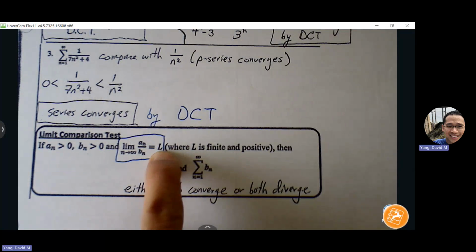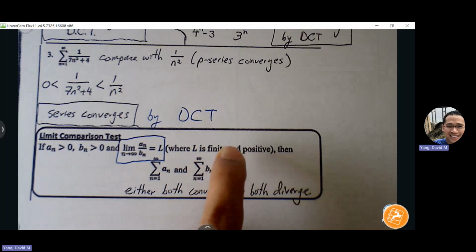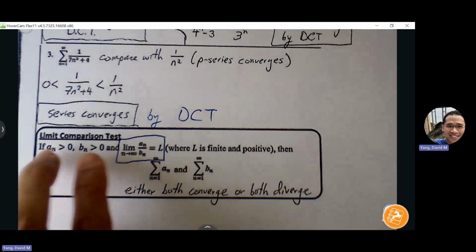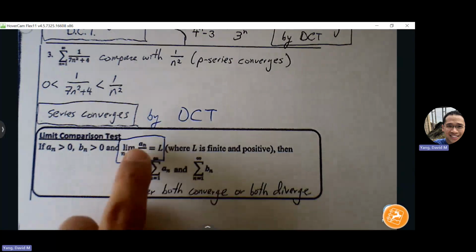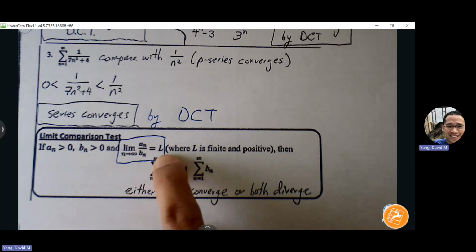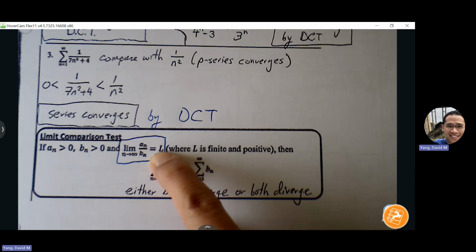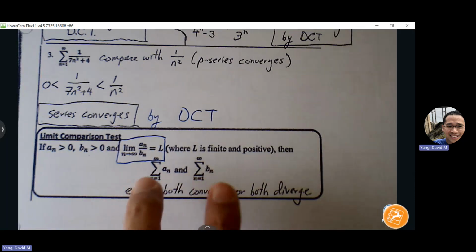If we get a real number, meaning our limit is finite and positive, then we can say for certain that both these series will share the same converging or diverging property. So if the simpler series that we're testing against is converging and the result of this limit gives us a real number, then the limit comparison test is something we can use, and both series will either converge or diverge.